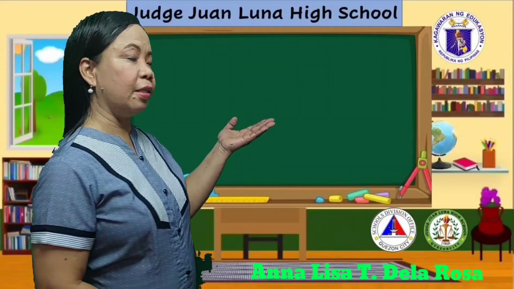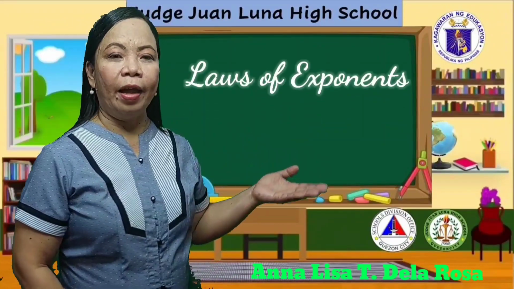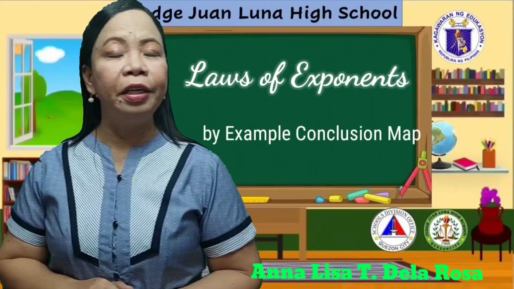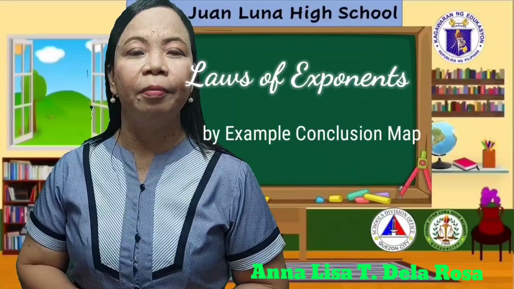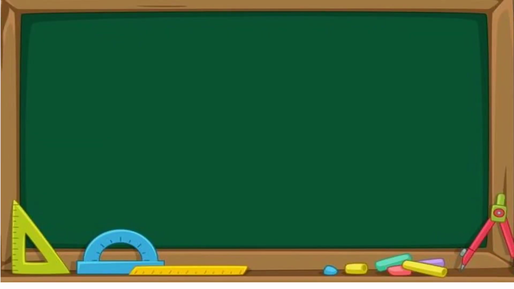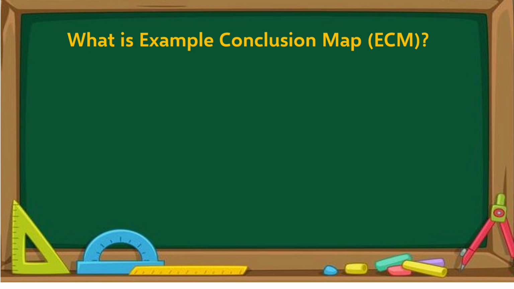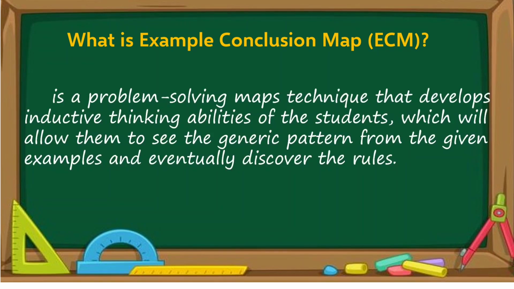This time we will discuss the laws of exponents, applying the example conclusion map. This lesson is included in the learning competency of Mathematics 7 and Mathematics 9. To give you a brief background of what is example conclusion map or ECM, it is a problem-solving maps technique that develops inductive thinking abilities of the students, which will allow them to see the generic pattern from the given examples and eventually discover the rules.